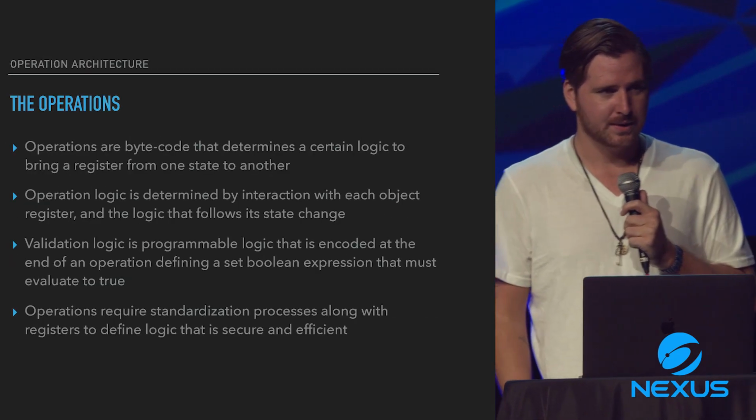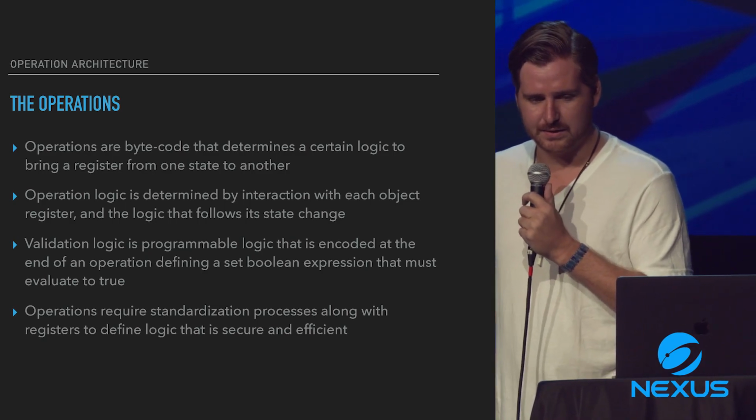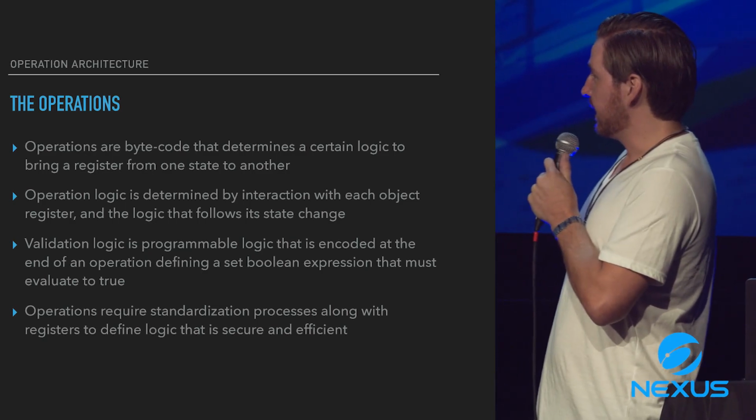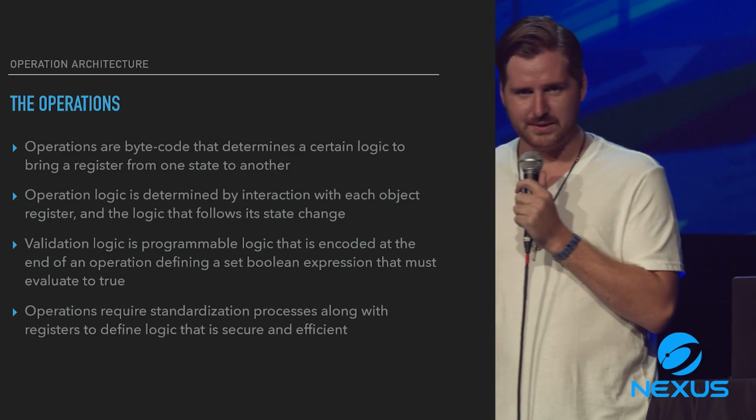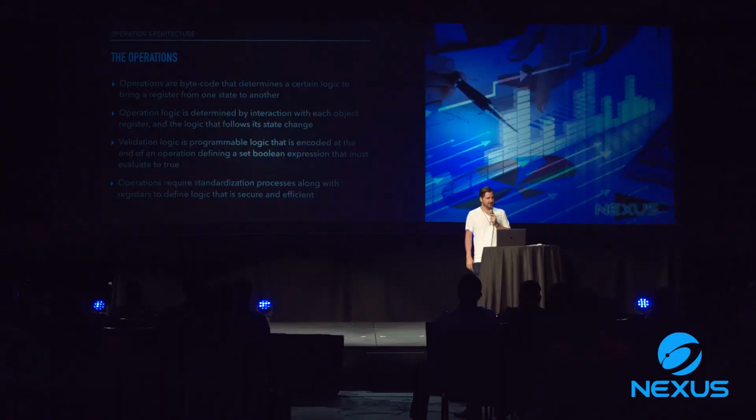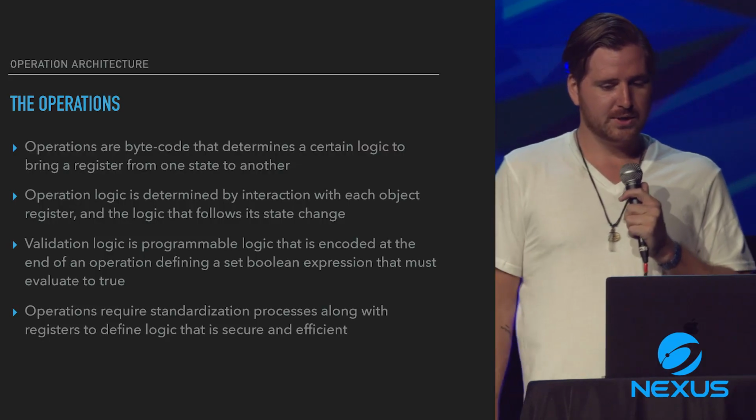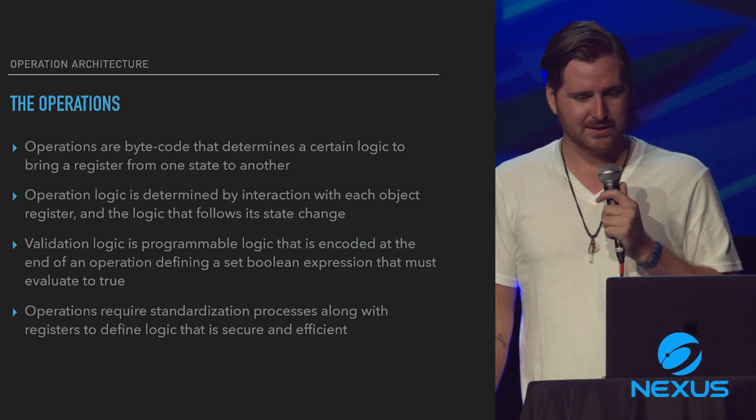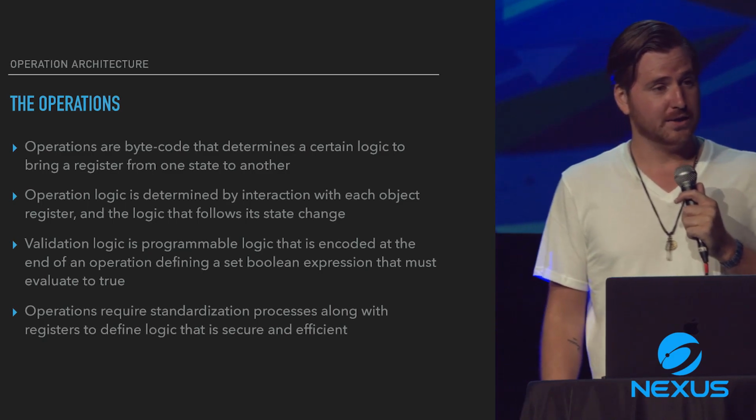Now we get to operations. Operations are bytecode that determines the logic, and it brings a register from one state to another. So you would want an operation, let's say an op debit, and what this is going to do is change the state of your account balance. Just like the other person can use that as a temporal proof to then credit their account, as long as they have the proper proofs in the proper ownership chain to then do another state change to increase the value of their account.